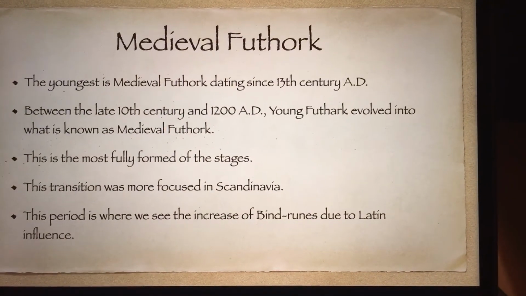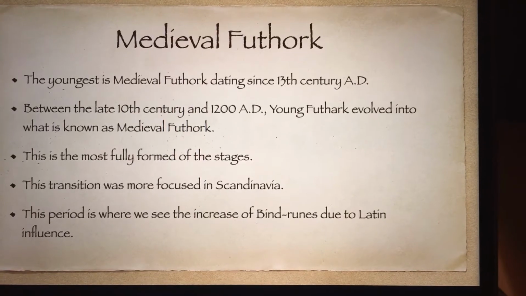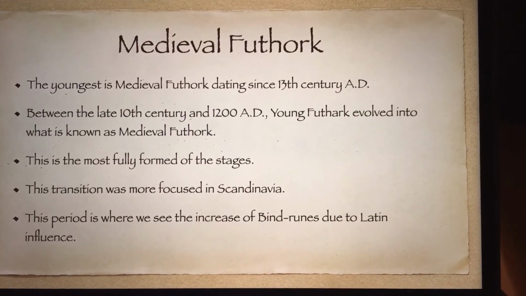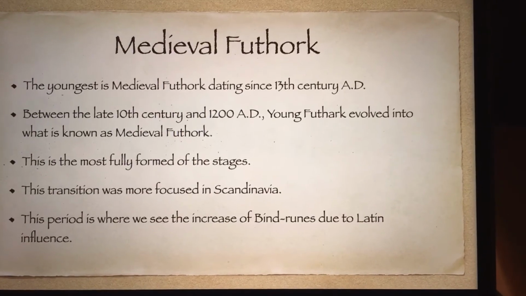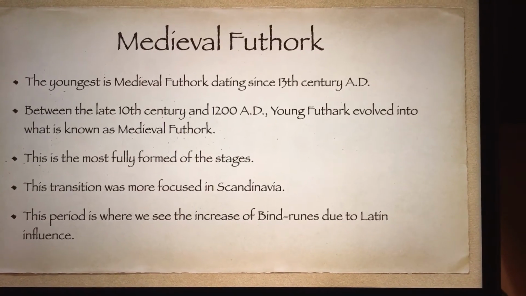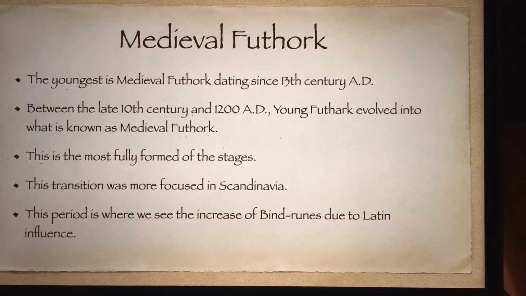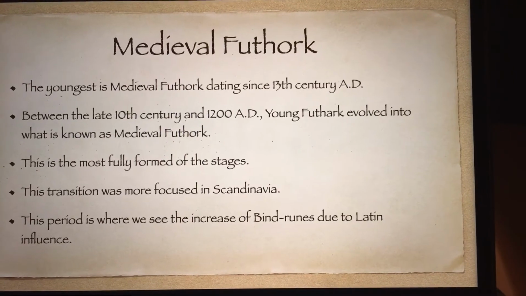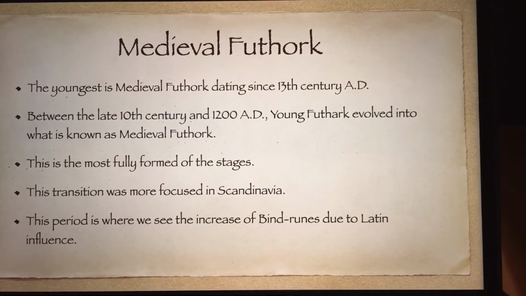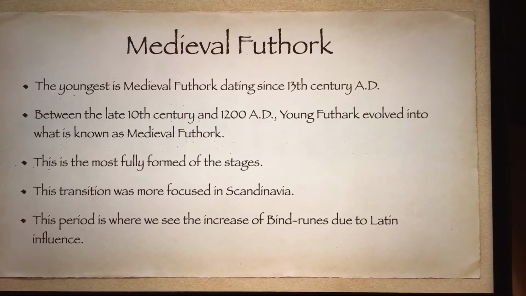Lastly, we have the medieval Futhorc, which is the youngest, dating since 13th century AD. Between the late 10th century and 1200 AD, Younger Futhark evolved to what is known as medieval Futhorc. This was the most fully formed of the stages. This transition was mostly focused in Scandinavia, and this period is also where we see the increase in bind runes, or the combining of 2 or more runes, due to Latin influence.